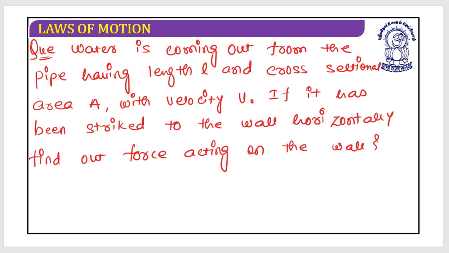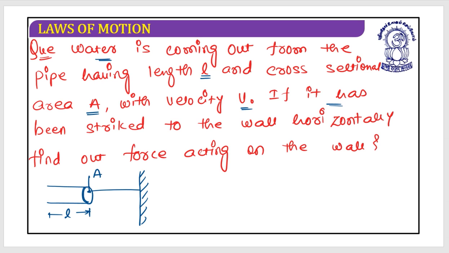Go through the data once. What does it say? It is saying that water is coming out from the pipe having length L and the cross-sectional area is given with velocity V is given. If it has been struck to the wall horizontally, that means let's assume that here it would be the wall and here the pipe would be there. The cross-sectional area of this pipe is A, length would be the L, and water is coming out something like this with speed V. You need to find out the force acting on the wall.